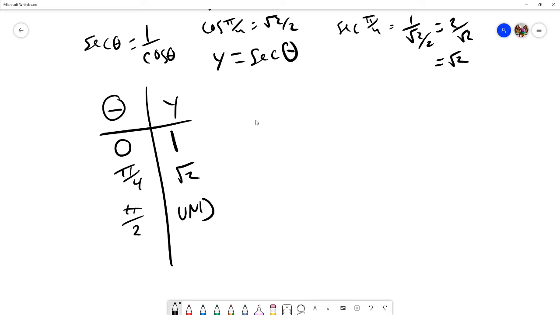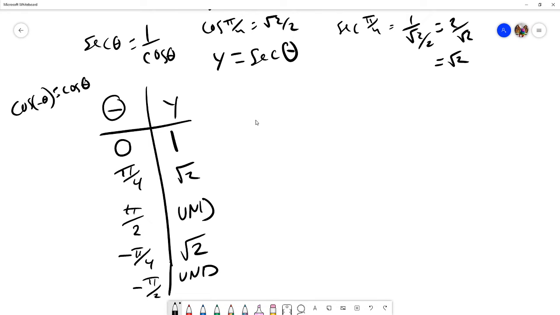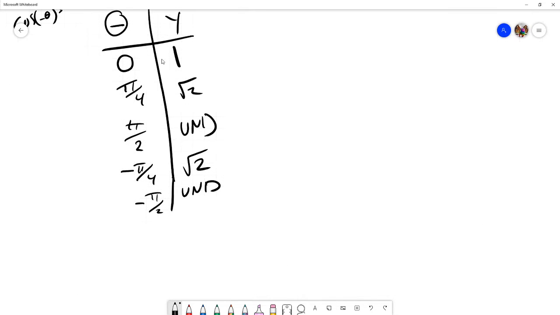And let's go ahead and go in the negative direction. Negative pi over 4, that's still in quadrant 4, so that means cosine's positive, so we know this will have to be root 2. Or we can just remember our even odd properties from before. Right? Cosine of negative theta is equal to cosine theta. Handy. Now, negative pi over 2 will also end up being undefined. This is already shaping up to be an interesting graph.